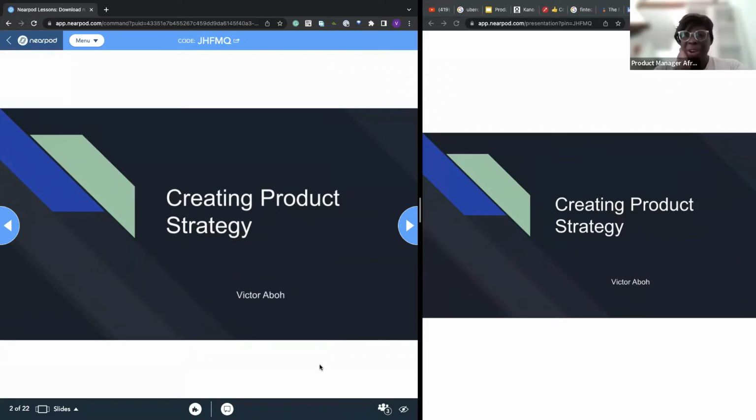So we have Victor Aboh here. I will allow him to introduce himself shortly, and he will be taking us through this practical session. So it's not just us talking about product strategy and what it is, it's also giving you some direction on how to put it together, irrespective of your level in product management. Thank you very much, everyone, for joining. Victor, you'll have the floor.